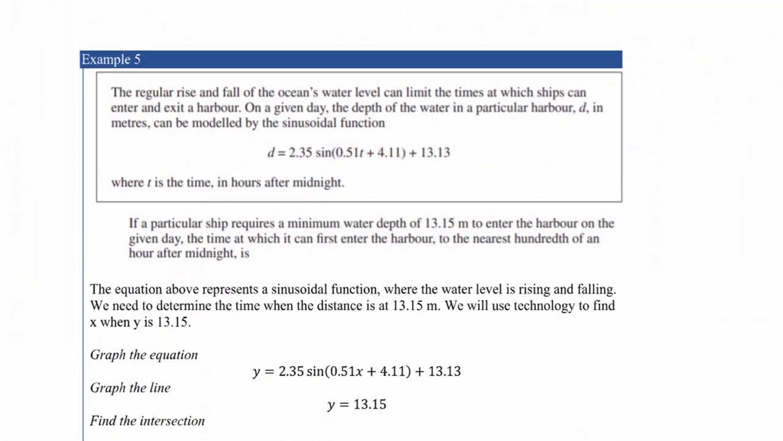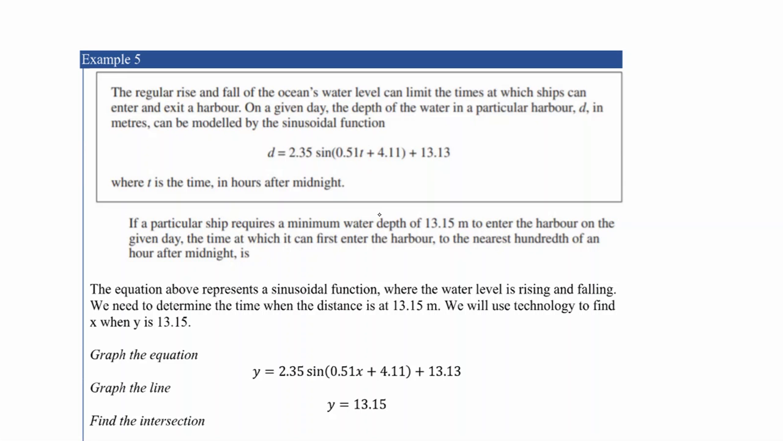The regular rise and fall of the ocean's water level can limit the times at which ships can enter and exit a harbor. On a given day, the depth of water in a particular harbor, D, in meters, can be modeled by the sinusoidal function, this. Where t is the time in hours after midnight. So t is going to be our x variable now, right?